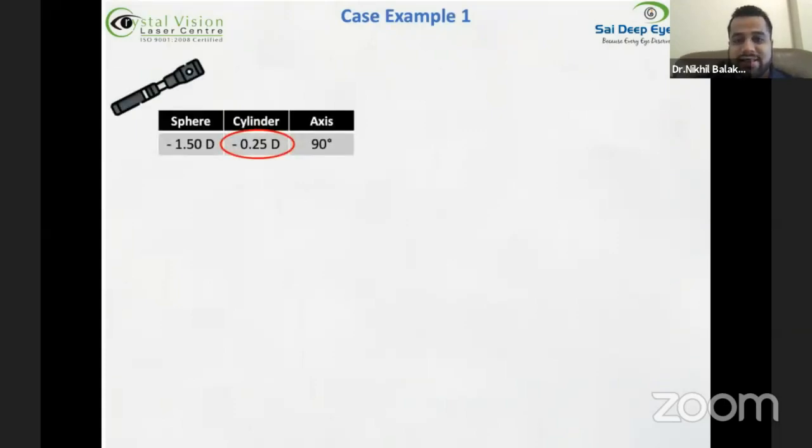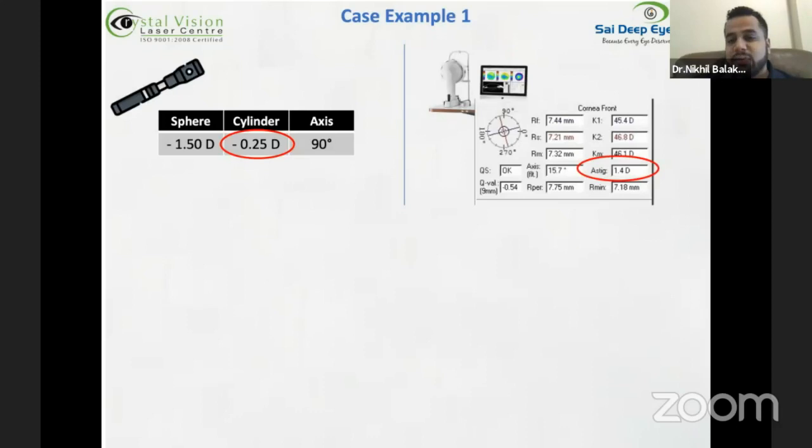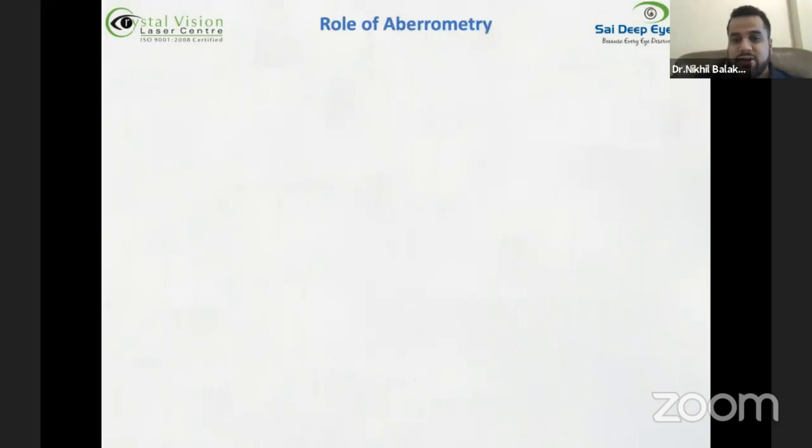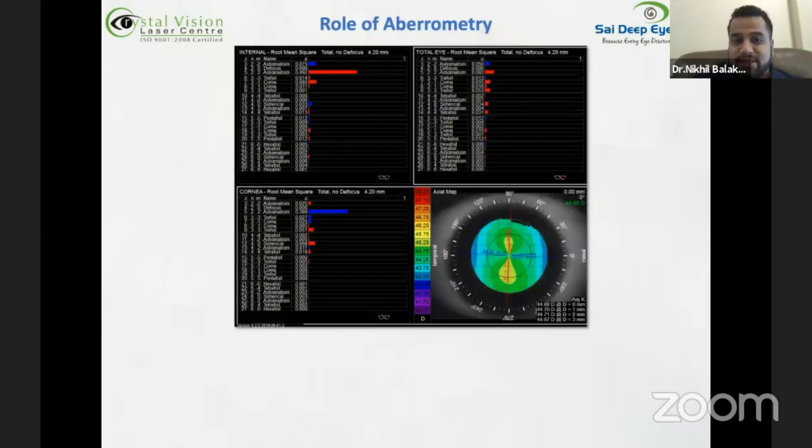Now, if we take a case example here, the cylinder the patient is accepting is 0.25 diopter, but when we did his Pentacam, his astigmatism is coming to 1.4 diopters. Now, why is this discrepancy there? So should we actually go ahead with a toric IOL or a simple monofocal IOL in this patient? The role of aberrometry helps us here.